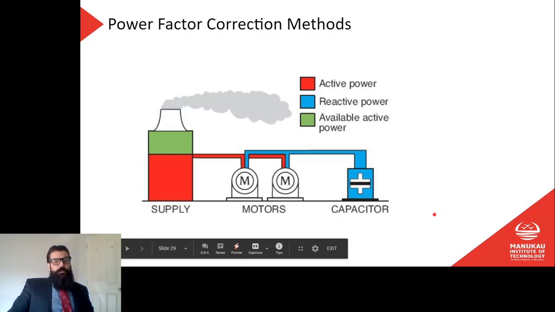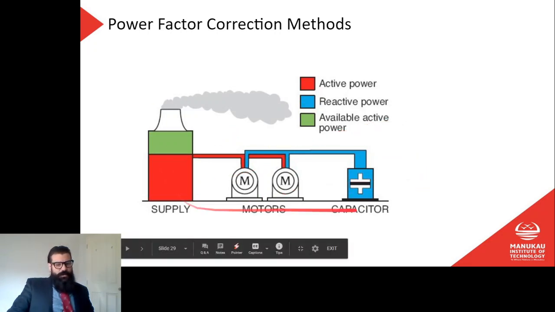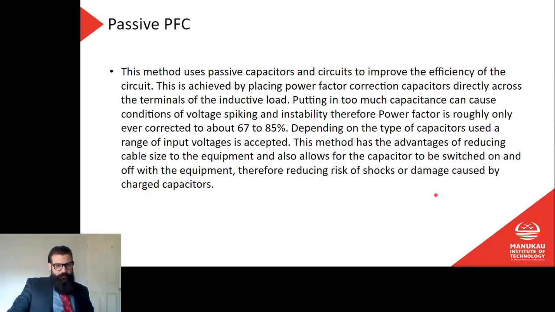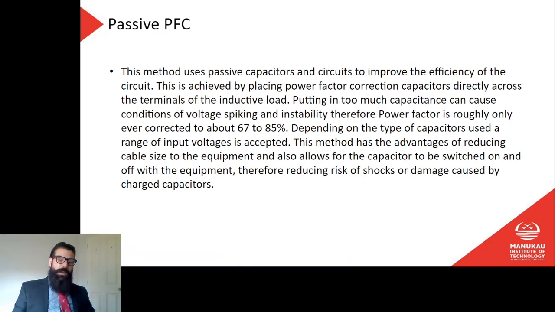Okay, power factor correction methods. So here's a little diagram of what active power, reactive power, and available active power looks like. So power factor correction means changing the power factor to make my circuit more efficient. So getting a better power factor, so we can add components into the circuit to improve the power factor.